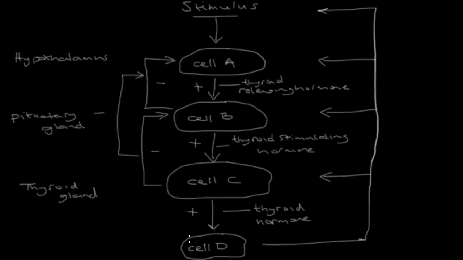And what happens with the thyroid hormone being secreted and acting on cell D? Cell D basically is the cells of the body, and what the thyroid hormone does is causes the cells to increase their metabolic rate. So the metabolic rate goes up, and this causes an increase in heat, so the cells then start to warm up. So that's the feedback from the stimulus right at the top here, which is a drop in temperature, working its way all the way through the cells.